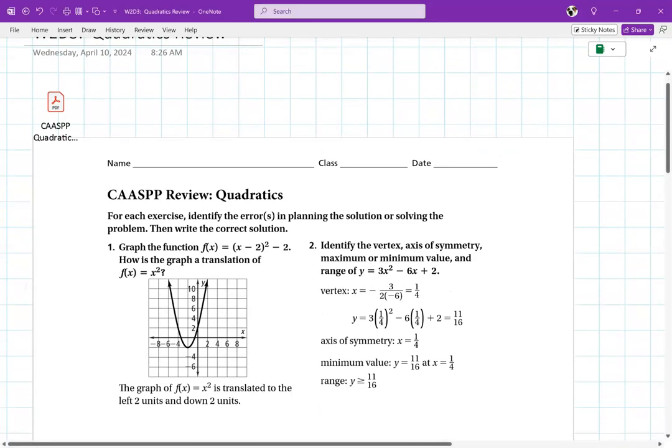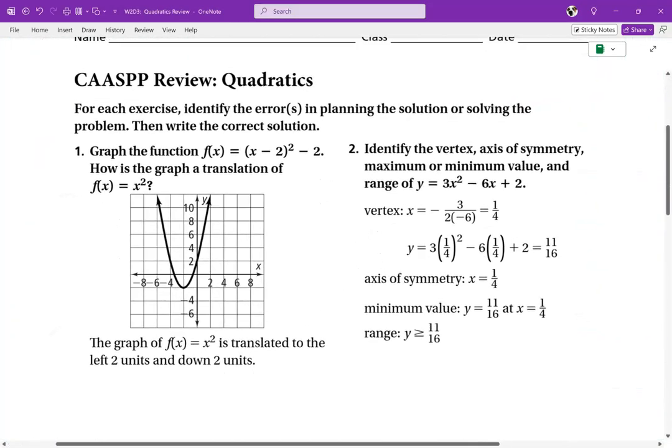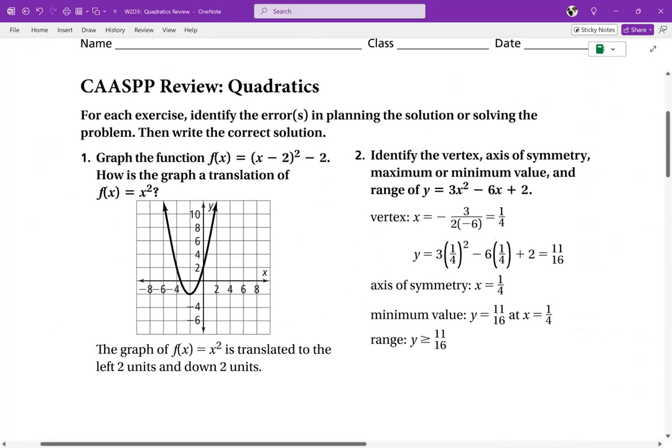So this is all based on errors, okay? The quadratics review, you can see it actually says cast review. This is taken from their website. So if you're trying to practice for this stuff, this is the kind of stuff they want to make sure you know how to do. It says for each exercise, identify the error or errors in planning the solution or solving the problem. Then write the correct solution.